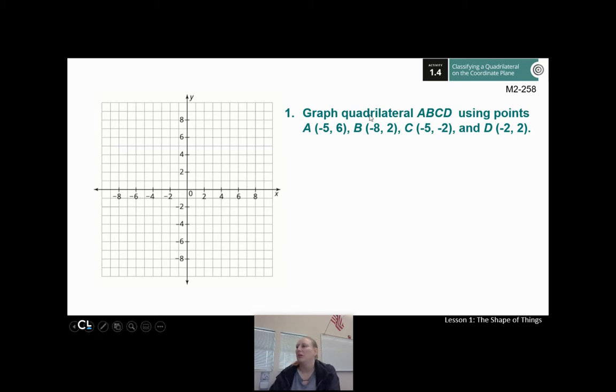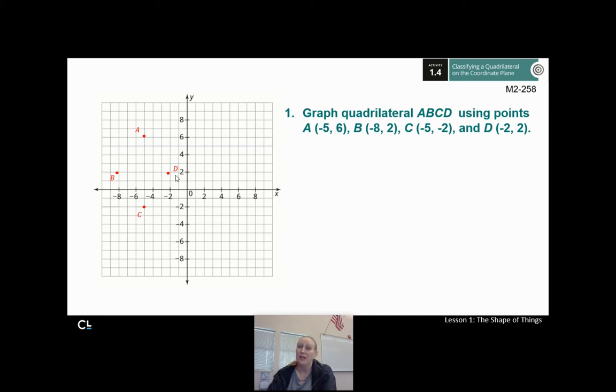All right, so let's plot some points. A is at -5, 6. So I went left 5 and up 6, and we'll call that A. B is at -8, 2. So we need to go left 8 and then up 2, and we'll call it B. C is at -5, -2. So that means left 5 and down 2 this time, and we'll call that C. And of course, D is at -2, 2. So that means we have to go left 2 and up 2, and there is D.